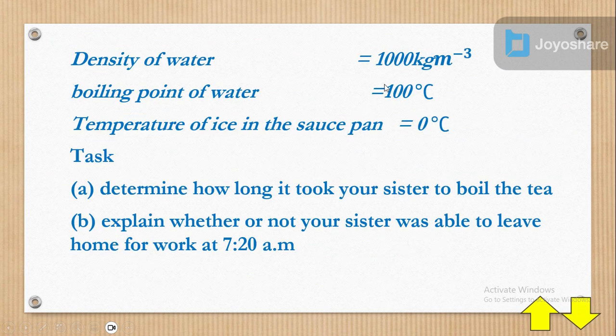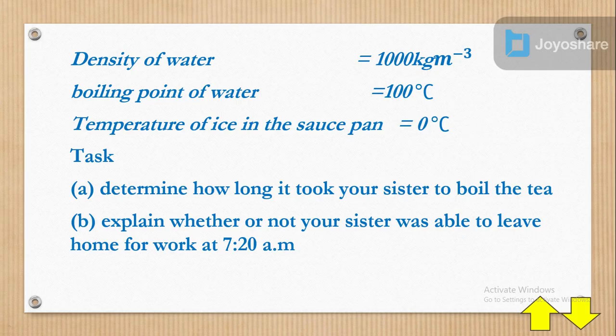So density of water, we have it as that. Boiling point of water, we have it as that. Temperature of ice in the saucepan is that. Okay, task: determine how long it took your sister to boil the tea. We shall now start with this.